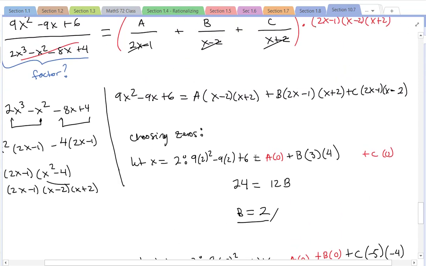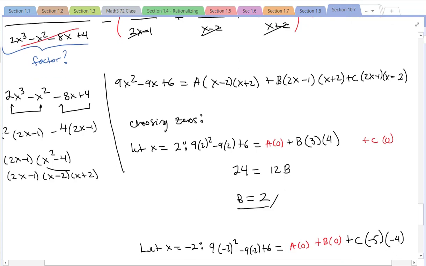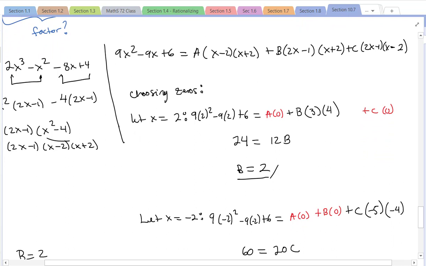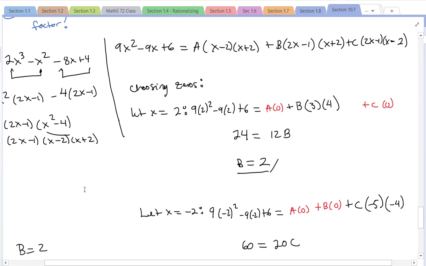So what makes 2x minus 1 equal to 0? Right, 2x minus 1 will be 0 when x is positive 1/2, but now I have to plug in fractions into here, so that might not be the best course of action. So in this case, we can combine methods, where I can use the equating coefficients method with the choosing zeros method, since I already have two of the constants that we're looking for.